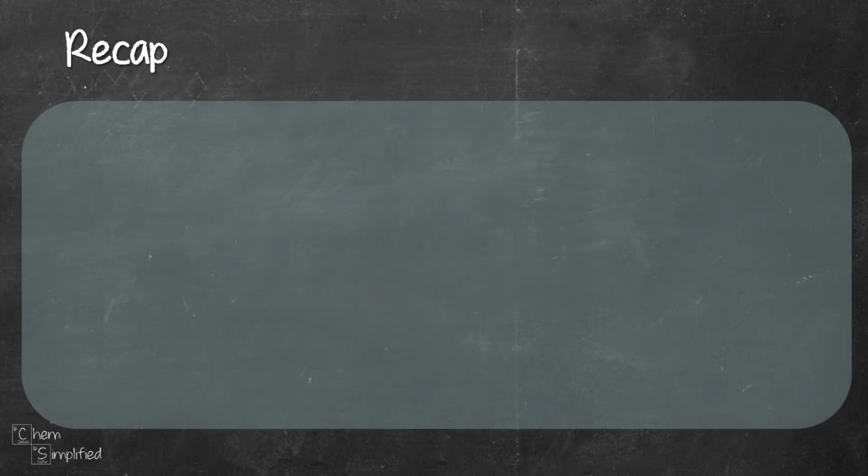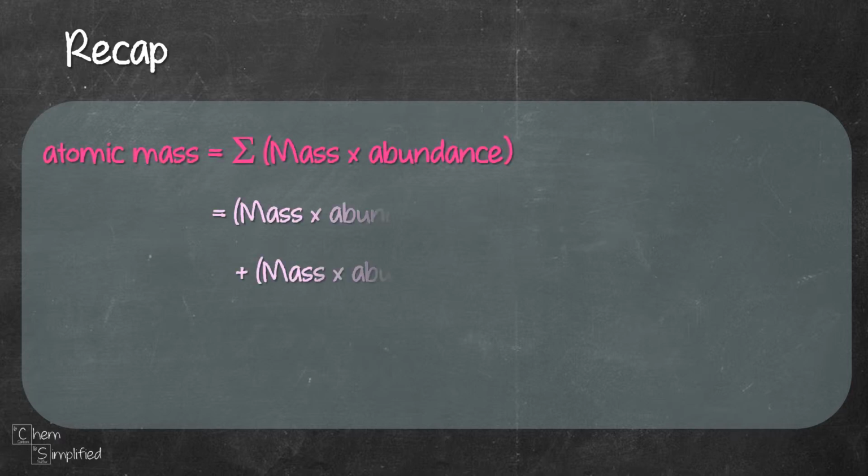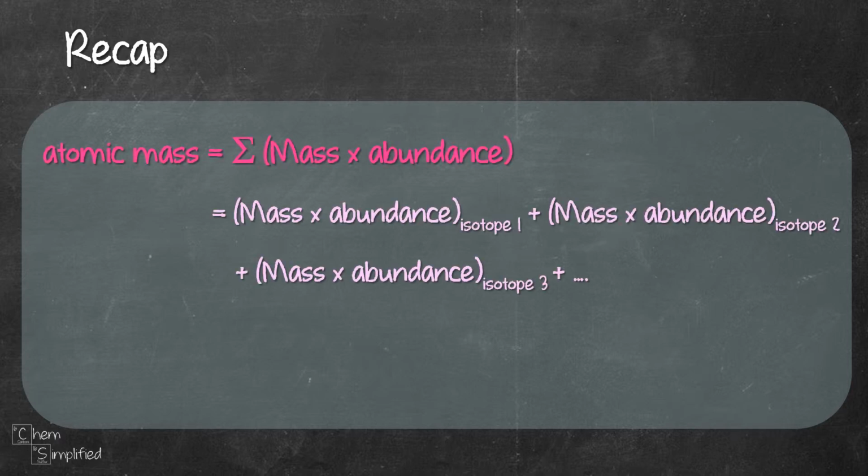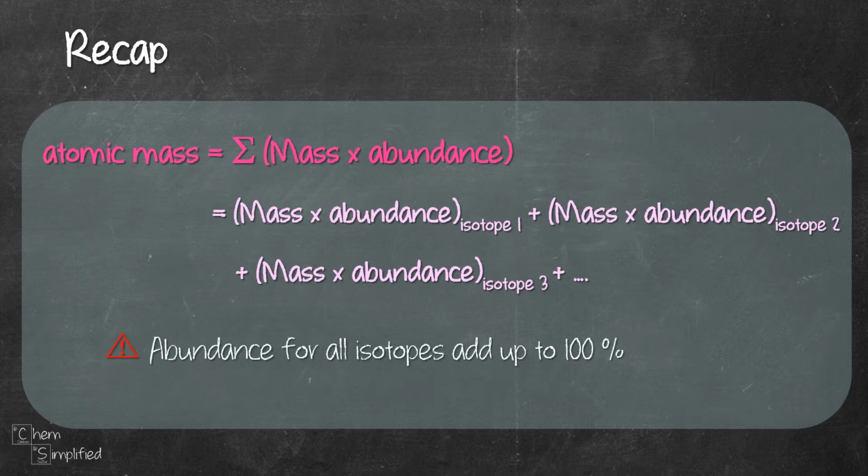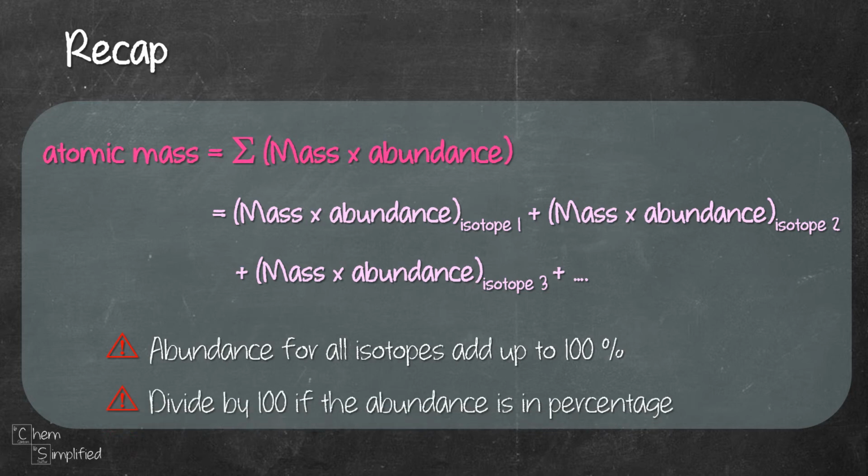To recap, the atomic mass for an element is calculated by multiplying each isotope mass with its abundance, and then we add them all up. So keep in mind that the abundances of all the isotopes should add up to 100%. And also, if the abundance is given in percentage, be sure to divide it by 100. If it's given in decimal number, just use it as it is.